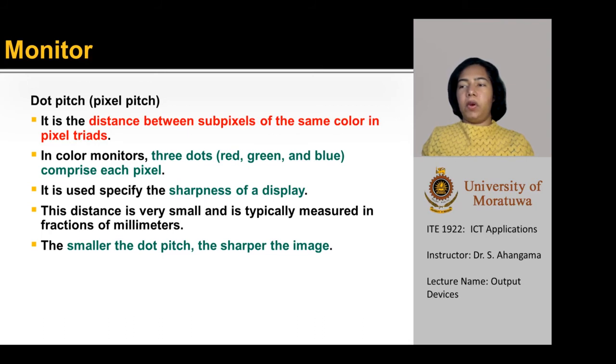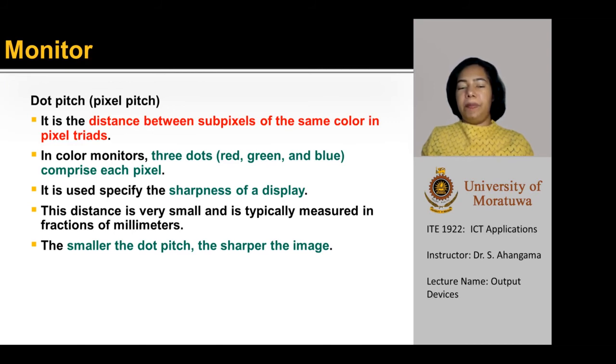Next, let's move on to dot pitch or pixel pitch. It is the distance between subpixels of the same color in pixel triads. In color monitors, 3 dots, that is red, green, and blue, comprise each pixel. It is used to specify the sharpness of the display. The distance is very small and is typically measured in fractions of millimeters.